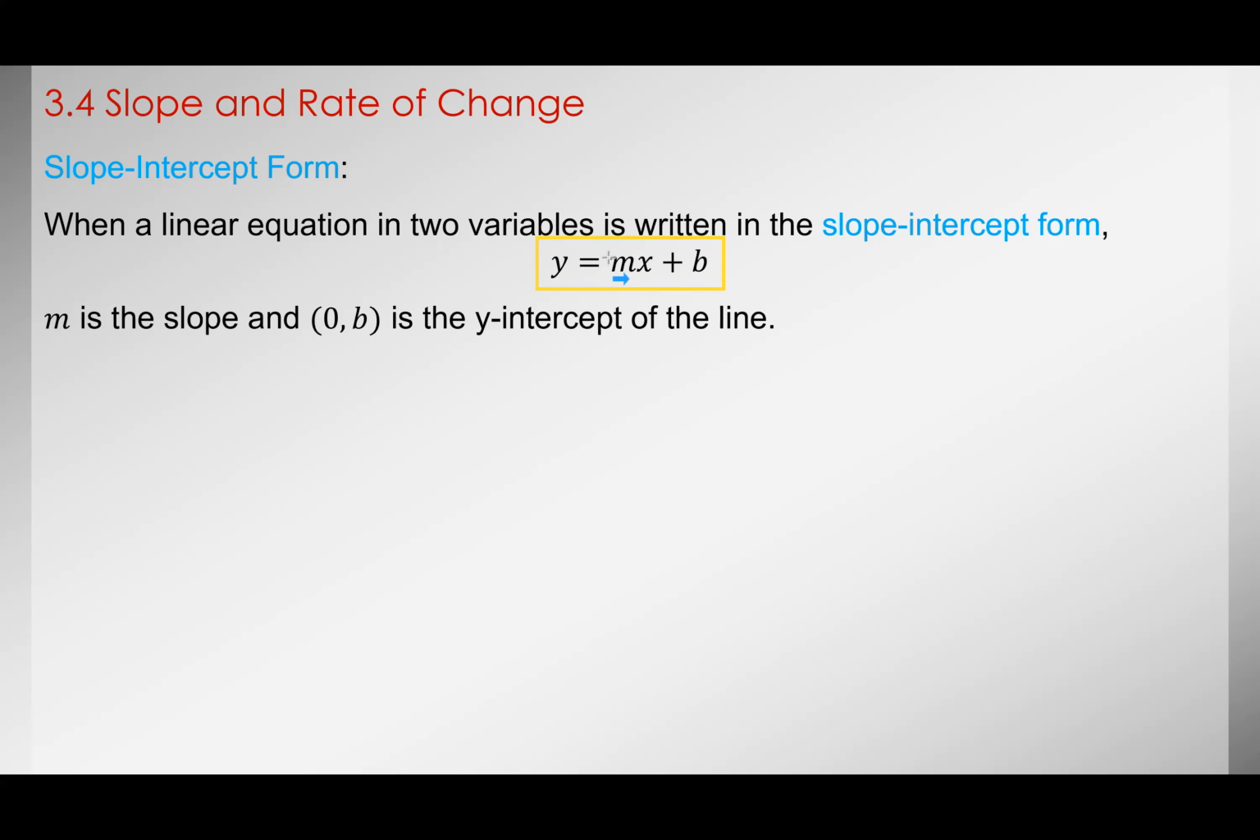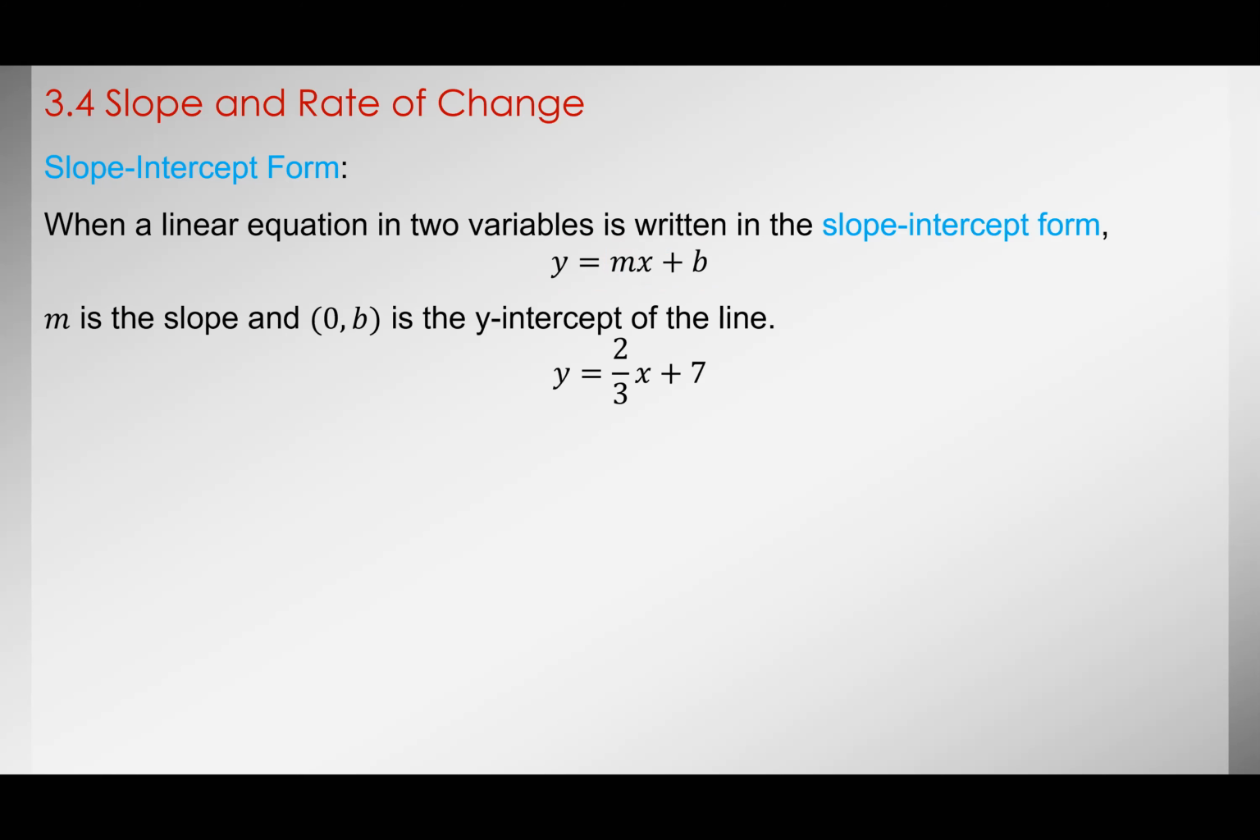The m is your slope. So anything in front of the x will be your slope. And the b will be your y-intercept. So if we see the b right here, that will be your y-intercept in that case, okay? So looking at this item here, the m is the slope and the b will be the y-intercept, which is (0, b).